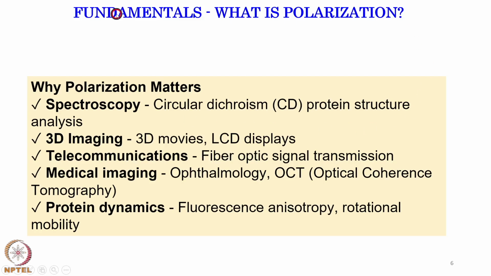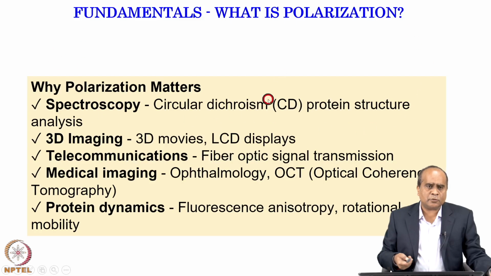So, the use of this polarized light is going to be in spectroscopy. Polarization matters a lot when we are doing spectroscopy, especially the topic for this week's discussion, circular dichroism, right, which is used for protein analysis. You also use polarized light for 3D imaging, like a 3D movie, or even the LCD display, where we are putting these slides; the LCD display also uses polarized light.